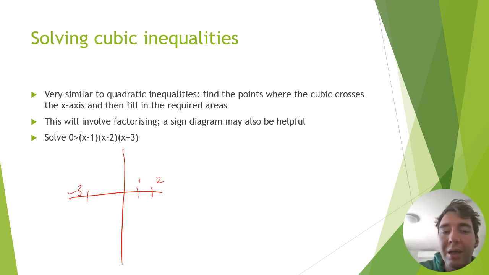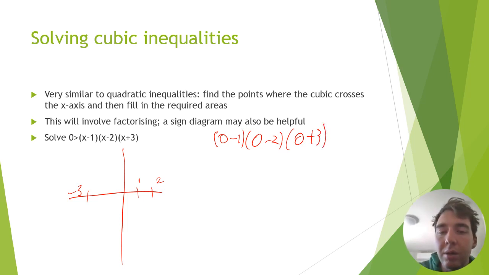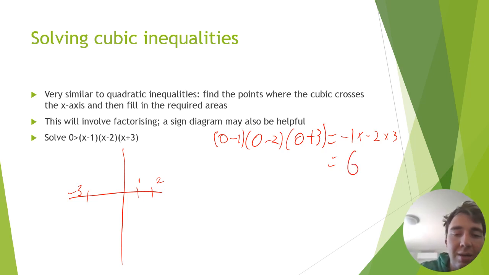And let's find that y-intercept as well. That y-intercept is going to happen where x is 0. So 0 minus 1 times 0 minus 2 times 0 plus 3. If we put all these together, we're going to get 0 minus 1 is negative 1 times negative 2 times positive 3. It's going to give us 6. There it is up here at 6. And now we're going to connect the dots. Yay, my favorite part.